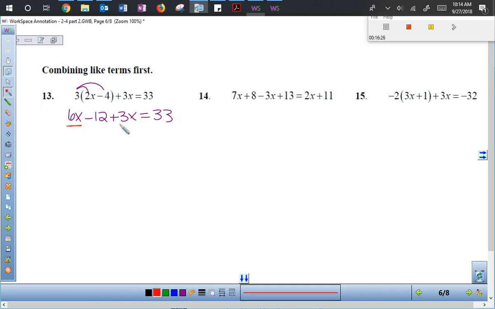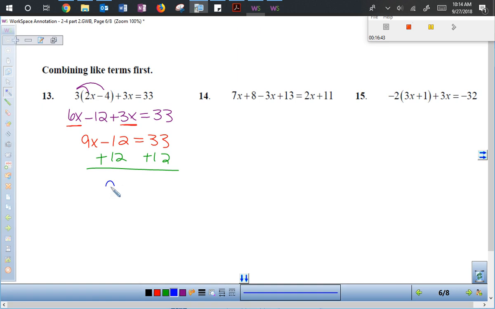Next, if you'll notice, I have like terms on the same side of the equal sign, so I need to combine them. So 6x plus 3x is 9x, and then I can bring down my minus 12 equals 33, and solve by adding 12 to each side. And I'm left with 9x equals 45. Divide each side by 9, and x equals 5.